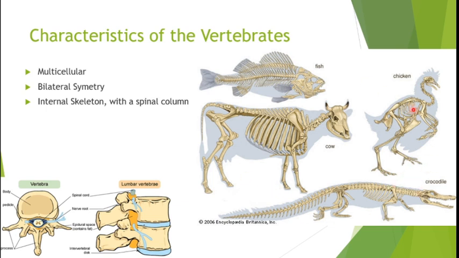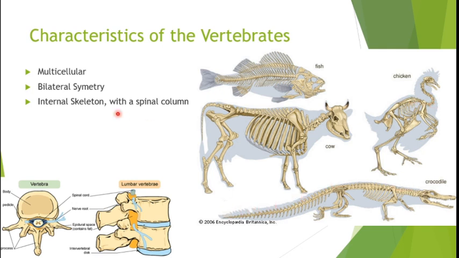These are examples of vertebrates. This is just a regular fish. This would be the cow, the crocodile, the chicken, and you can see that they've all got a spinal column. The one of the chicken is twisted. The crocodile is much longer.